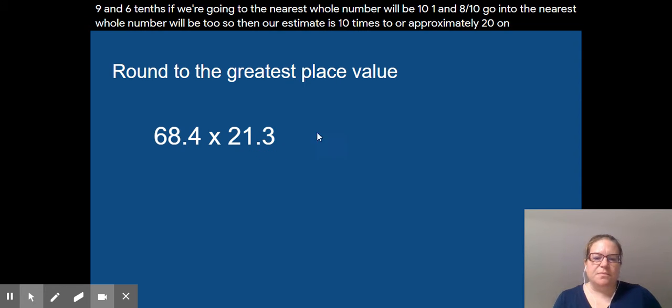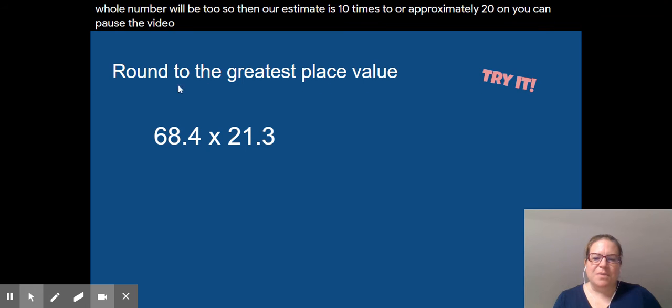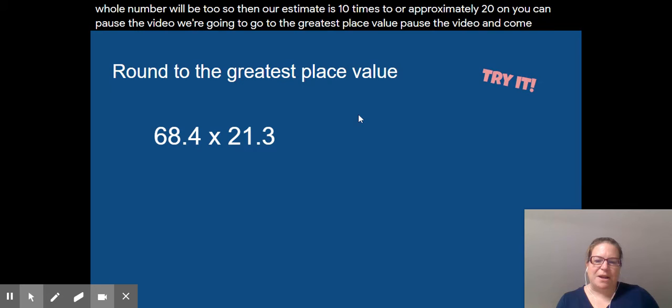Let's try another one. You can pause the video. We're going to go to the greatest place value. Pause the video and come back when you're ready.